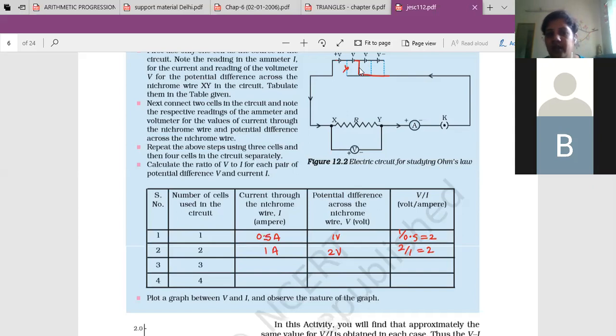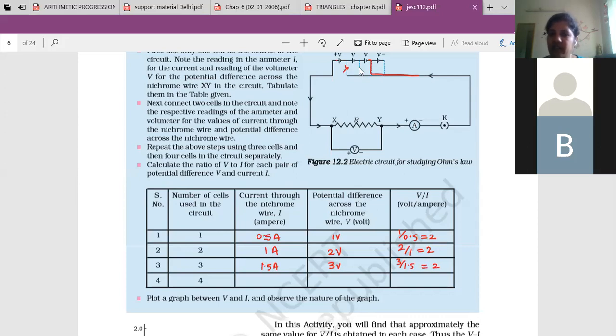Now again we have to increase the number of cells. For the third reading, one more cell we have to connect. That means these three are in contact, and the circuit will be like this. Now these three cells are in series. Due to the addition of three cells, the potential difference in the circuit will increase by 3 times, that means it will be 3 volt. According to that, the ammeter reading will be approximately 1.5 ampere. So 3 divided by 1.5 will again give the value 2.